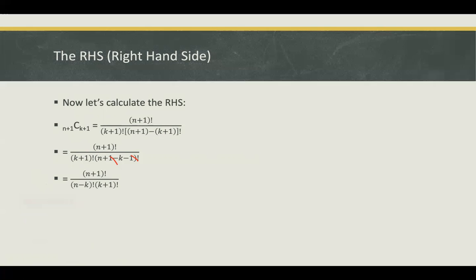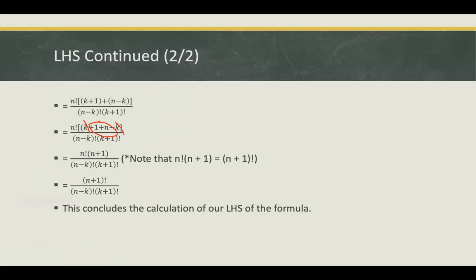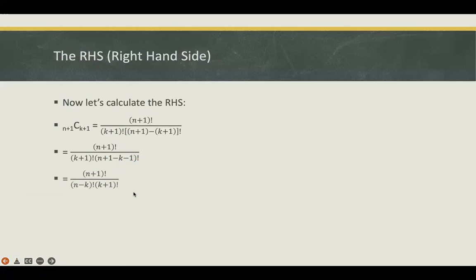But what did we notice? Well, if we go back to our left-hand side, this expression right over here, (n + 1)! over (n − k)! times (k + 1)!, is very similar to the one over here, which was just (n + 1)! over (n − k)! times the (k + 1)!. So, therefore, what can we conclude? We can conclude that since our left-hand side is equal to our right-hand side, hence, n choose k plus n choose (k + 1) is equal to (n + 1) choose (k + 1).